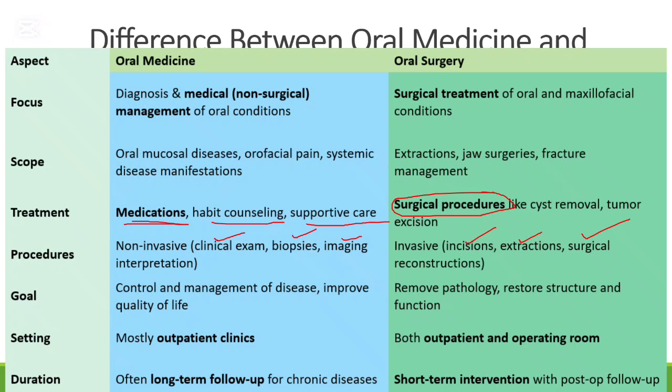Oral medicine is mostly an outpatient clinic department, whereas oral surgery can be both outpatient and operating rooms. The duration for which a patient comes to the oral medicine clinic is pretty long. Patients come to us for long-term follow-ups because we are dealing with medications and chronic diseases, whereas in oral surgery there are short-term interventions with post-op follow-up.